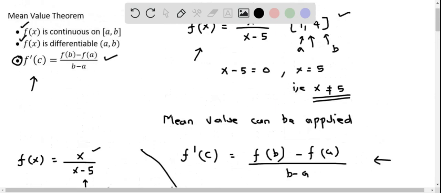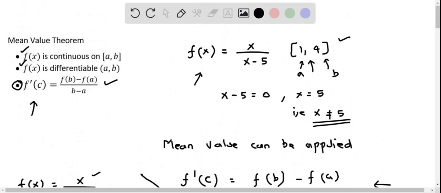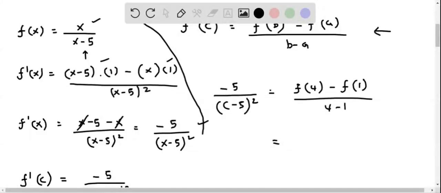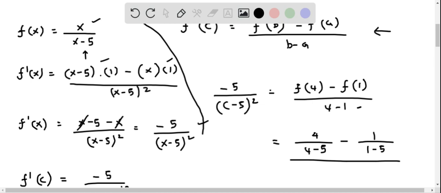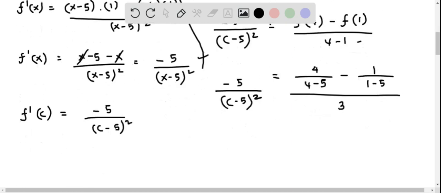So f of 4 is basically, we have to replace x by 4 in the function f of x, which means we will get 4 divided by 4 minus 5, and minus f of 1, we replace x by 1 in f of x, so we get 1 divided by 1 minus 5, and this is all over 4 minus 1, which is 3, and this side we have negative 5 over c minus 5 quantity square. Let's simplify the right side expression.